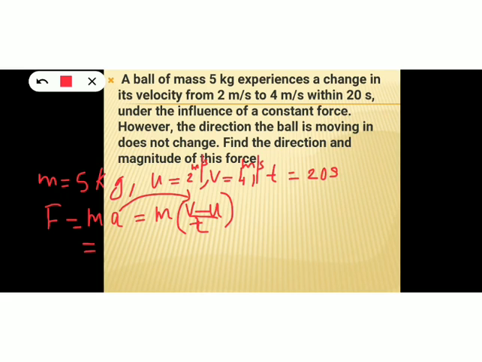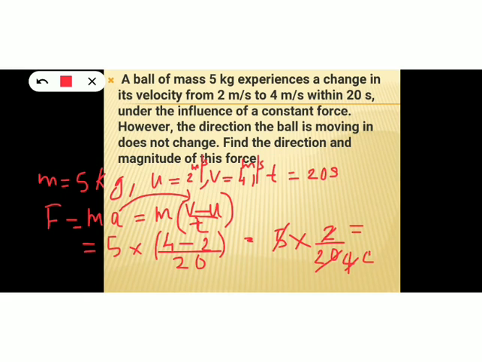Now substitute. F is equal to m. What is m? 5 into v is 4, u is 2, divided by 20. So you will get 5 into 4 minus 2, 2 by 20, equal to 5 into 2 by 20, and 5 twos are 10, so 10 by 20 you will get 1 by 2, and 1 by 2 is 0.5 Newton. So this is the force, this is the magnitude of force.